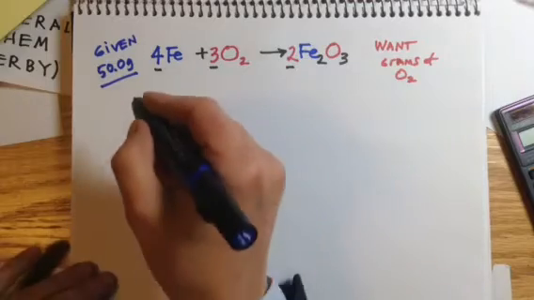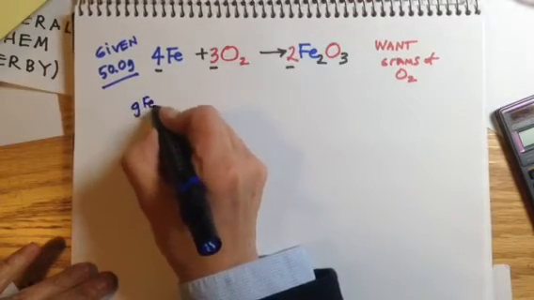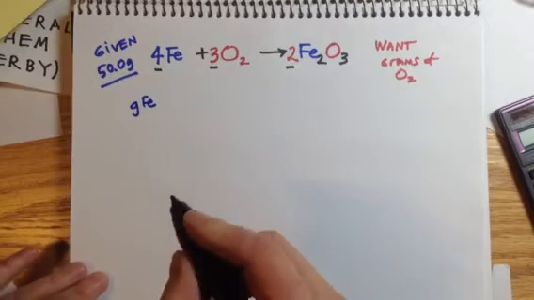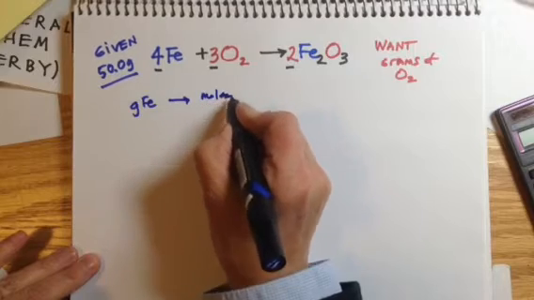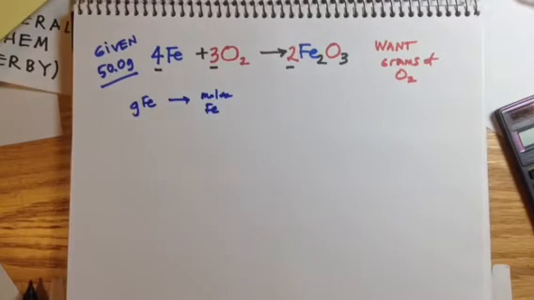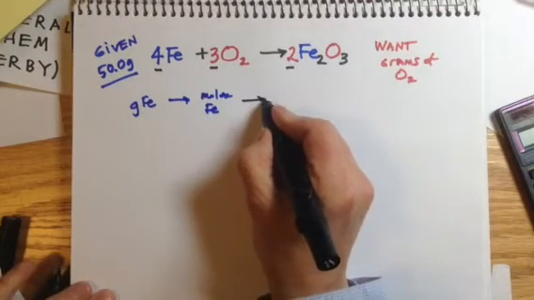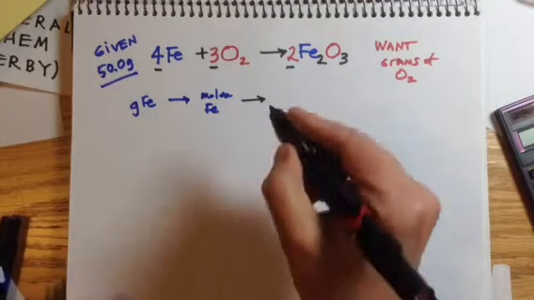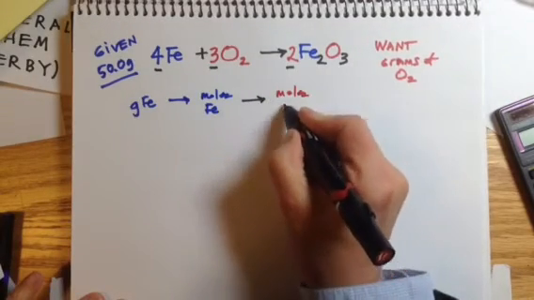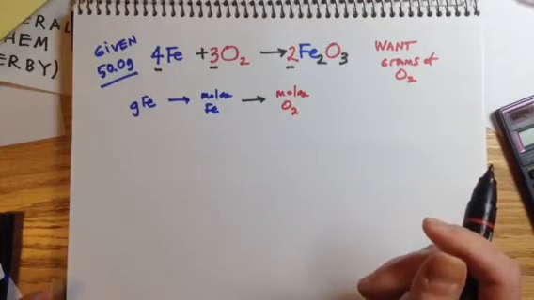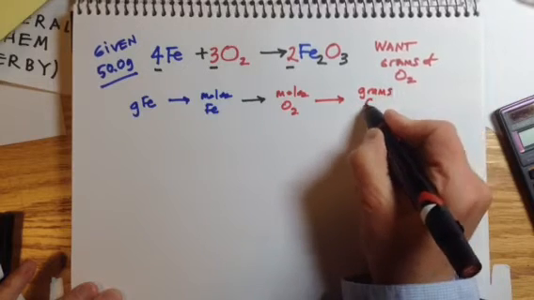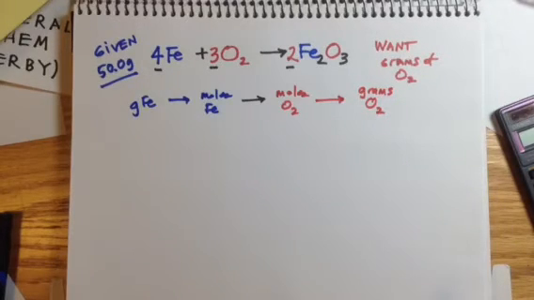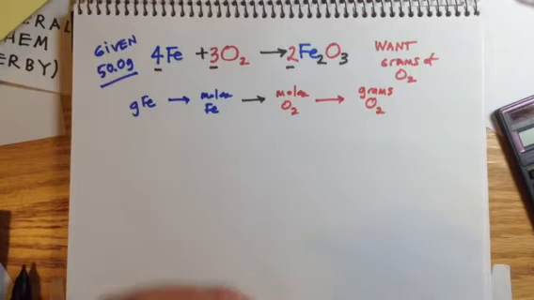So we will start with grams of iron. I'm making a little map right now, by the way. We could go to moles of iron, and once we have our moles of iron we could go ahead and, using the coefficients, convert that to moles of oxygen. And once we have moles of oxygen we could convert that to what we want, which is grams of oxygen. So again, I'm making my little map for myself.